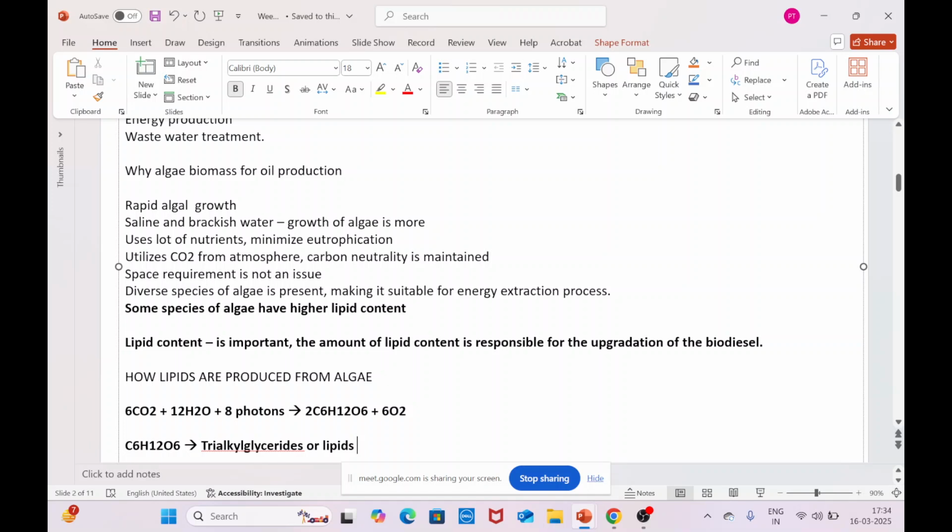And once the C6H12O6, or the glucose, or you can say 6 carbon sugars, gets generated, they are reduced to form 3 carbon sugars, and they further undergo some sort of glycolysis process to form pyruvate and then acetyl CoA. So it's typically a very complex process. I'm just going to keep it short towards these two reactions: how does this algae capture carbon dioxide plus water and form this glucose, and how does this glucose get reduced to trialkyl glycerides or the lipid generation.